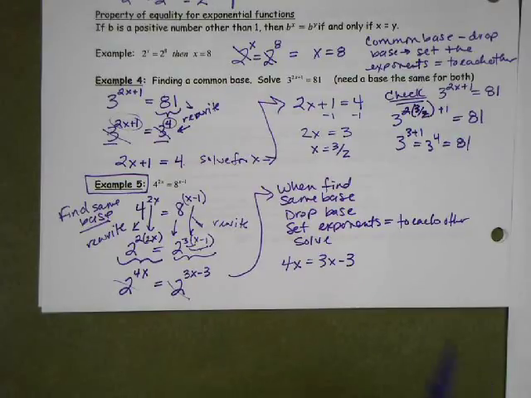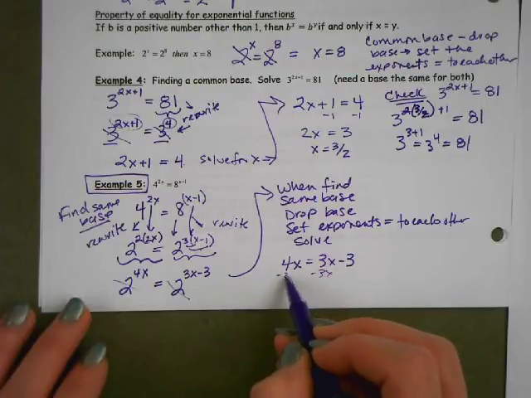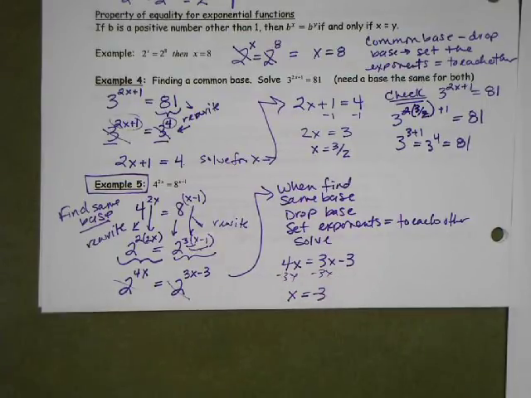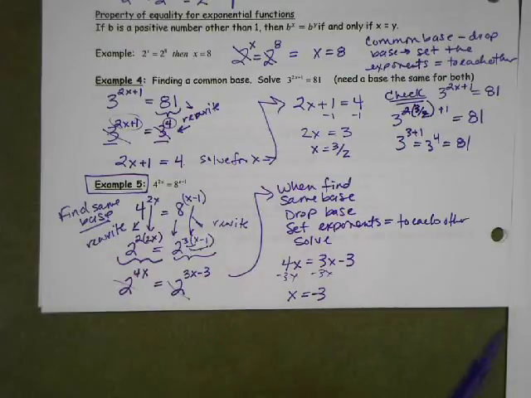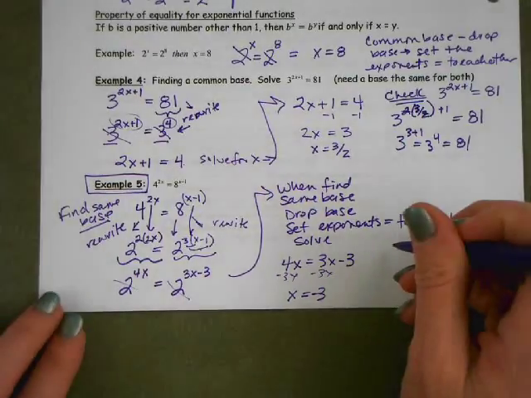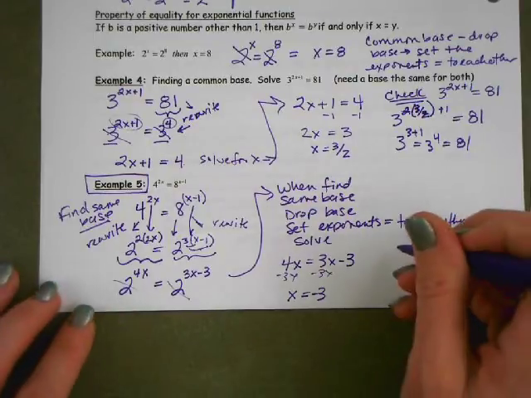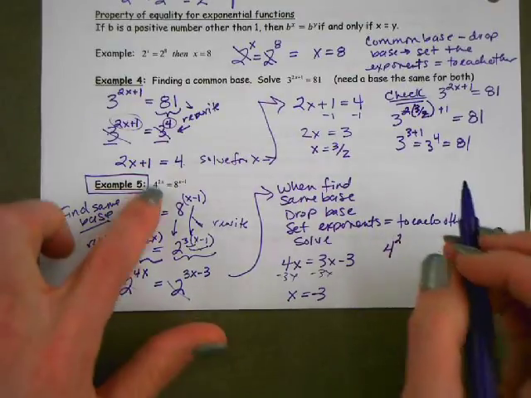And now I just solve for x. So what would I do? Subtract 3x. And so I'm going to get x on this side, and that equals negative 3. So what that's telling me is I take negative 3 and I plug it into this equation, it would work. So you guys want to do the check? I probably would, just to verify you got it right. So 4 to the 2x.